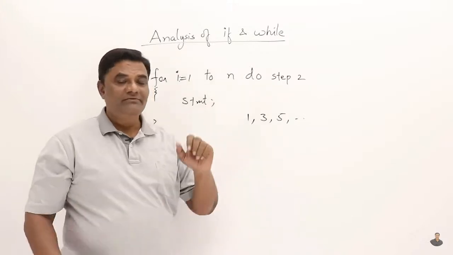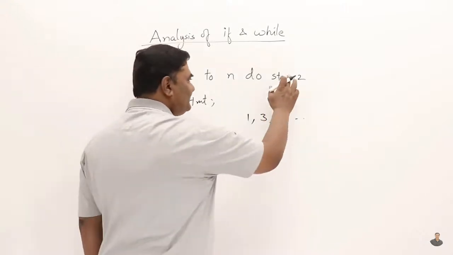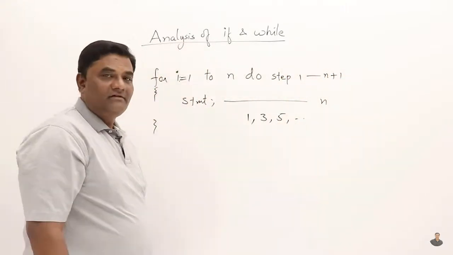So at that time, for loop and while loop were different. Then when you analyze this for loop, we have already seen what the time taken is. If I don't have these steps, let us say step 1 only, then this will execute for n times and this will execute for n plus 1 times. This is a common thing.